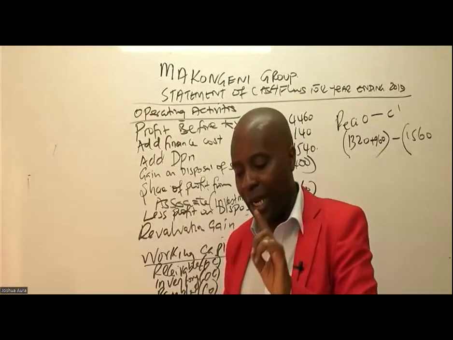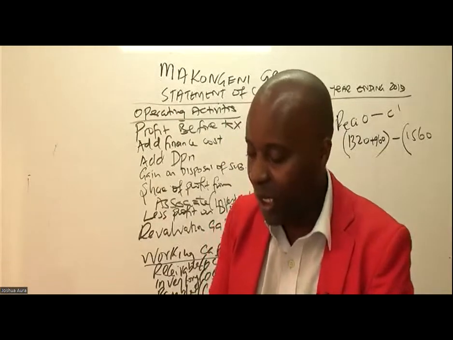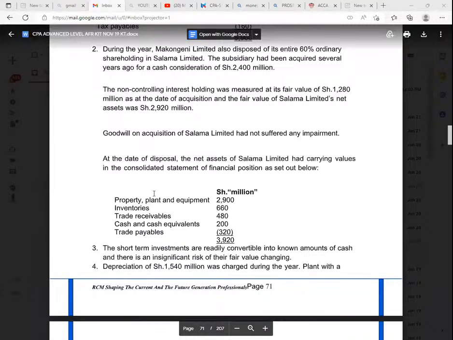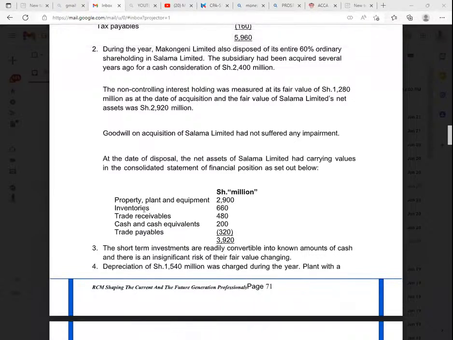So do we have any subsidiary that was disposed? Oh yes, Salama was disposed. Does it have receivables? Yes, 480. You can see at the date of disposal, Salama had receivables of 480.